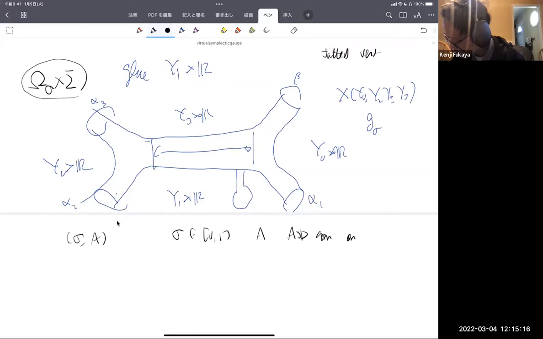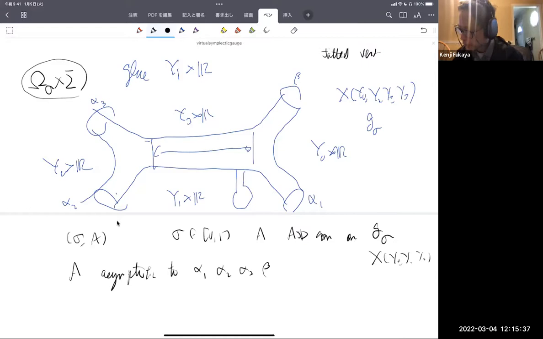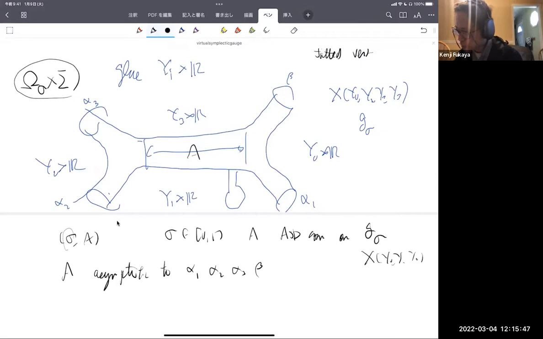So X, and A is asymptotic to alpha 1, alpha 2, alpha 3, and beta. So you have an ASD connection here, and these four flat connections are the asymptotic values. So you have a moduli space, and this has a vertex parameter, so eventually its dimension is one bigger. So this is a family version, and we count a number.